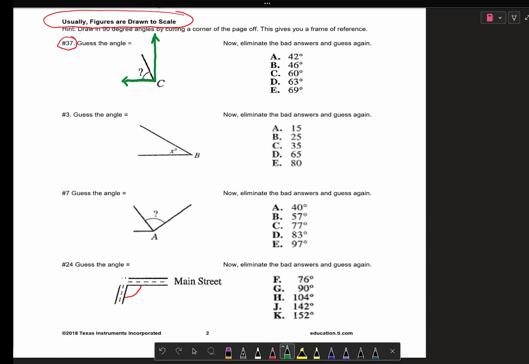The first thing that I notice is this looks like it's greater than half of that 90-degree angle. Half to me would be more like right here. That's closer to half. So that means we can rule out 42 and 46.